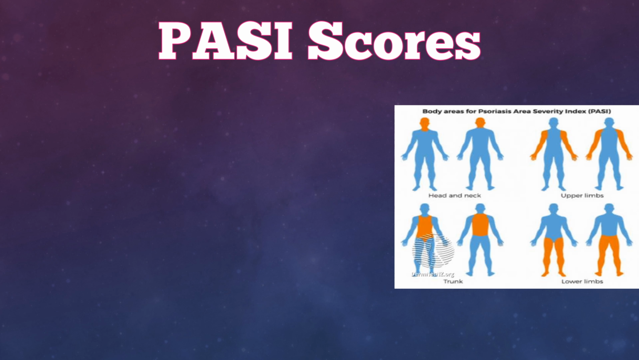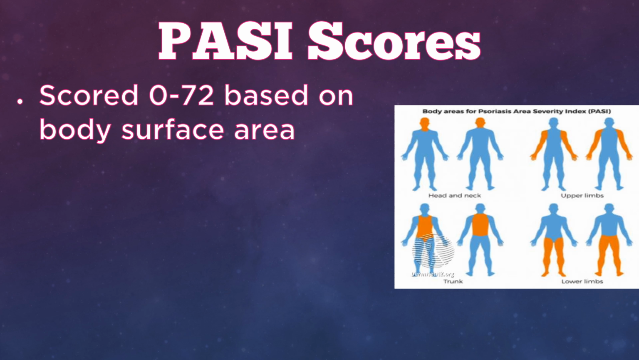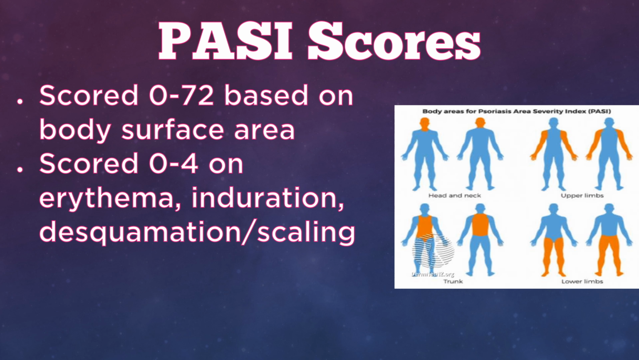It is a score from 0 to 72 based on the patient's body surface area that is affected, and a 0 to 4 score is given to lesion erythema, induration, and desquamation or scaling. The PASI score is used more in research than it is clinically, but it is super important to understand what it means when reading the literature on these biologics and for counseling patients.